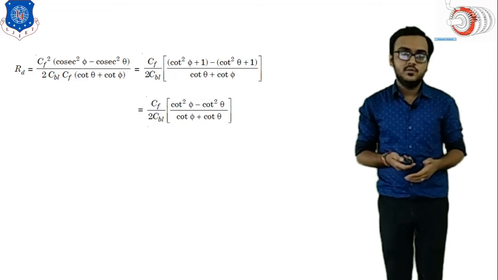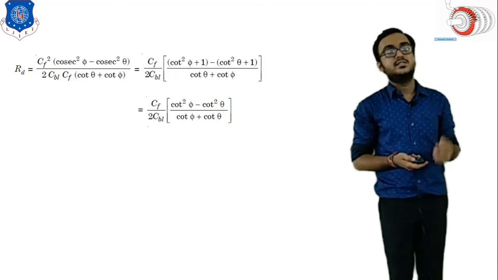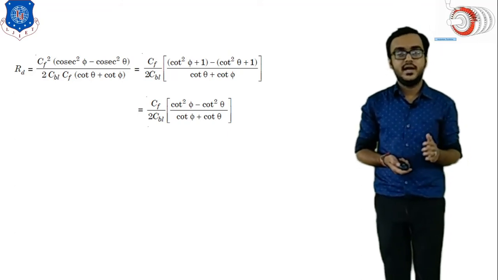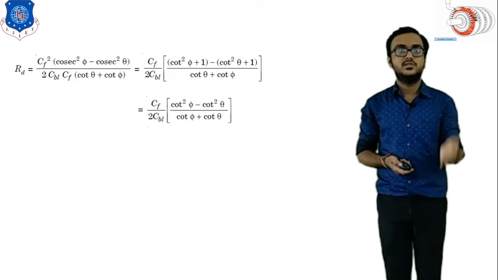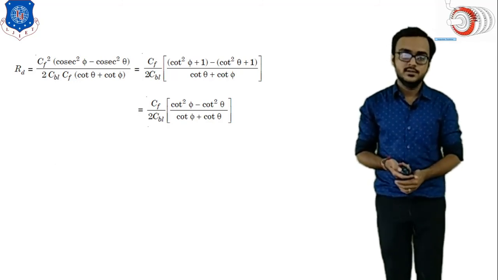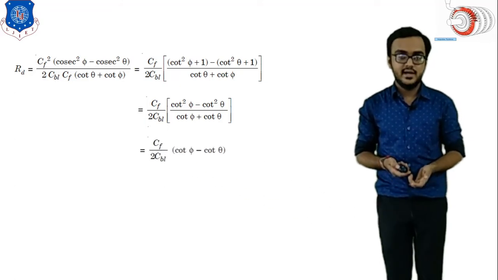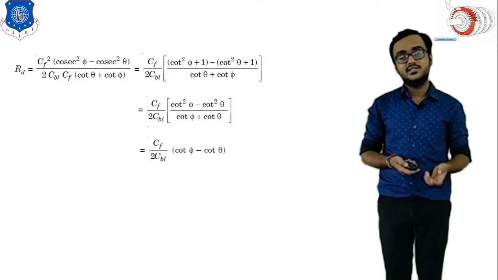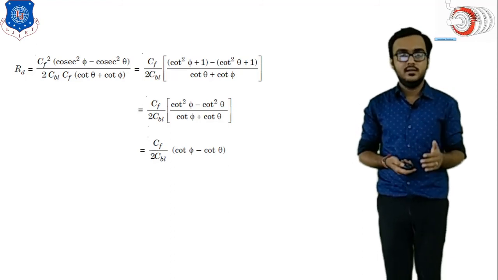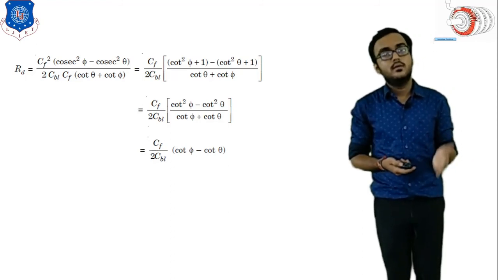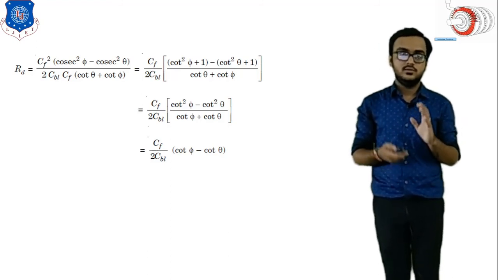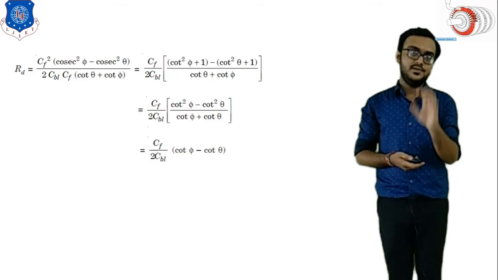Again simplify, you will get this kind of expression: Cf divided by 2 times Cbl, inside the bracket (cot square phi minus cot square theta) divided by (cot theta plus cot phi). Further, if you simplify, you will get the final form of the equation like this: the degree of reaction is equal to Cf divided by 2 times Cbl, (cot phi minus cot theta). So it is the final form of the equation.